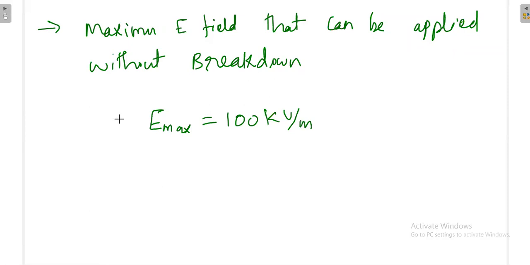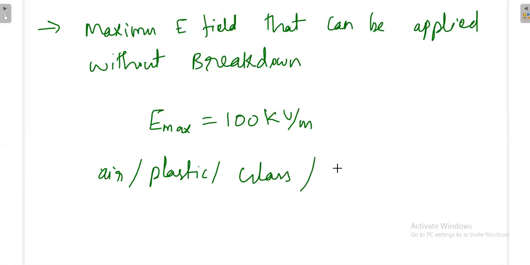Okay, next, what is the capacitor? Then you take it as an exercise. You try to calculate what is the dielectric strength for different dielectrics. For example, for air, what is the dielectric strength? For plastic, what is it? For glass, what is it? Is there any other material which provides high dielectric strength, like a transformer oil?